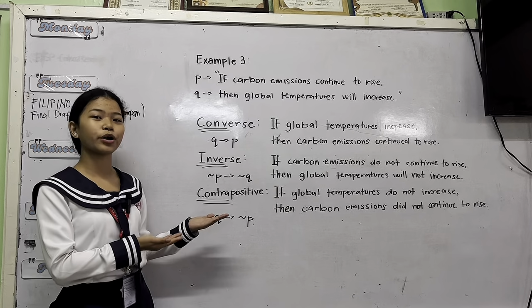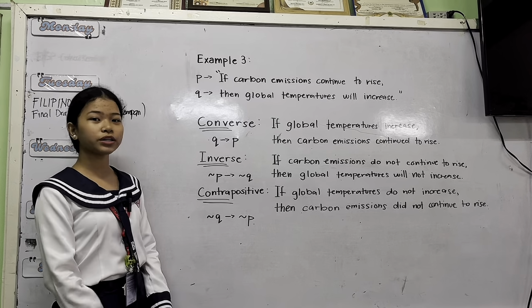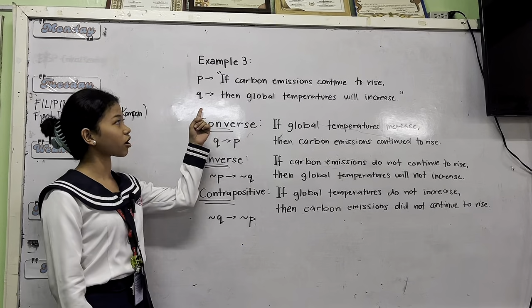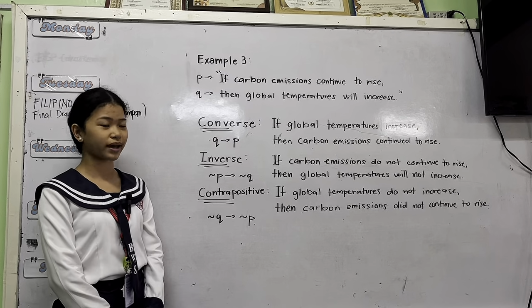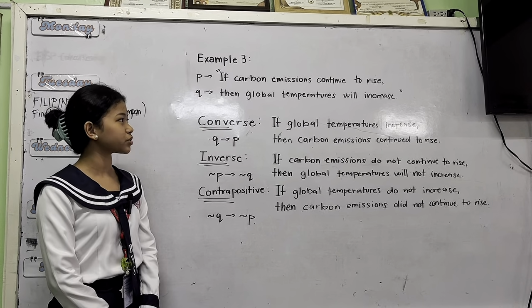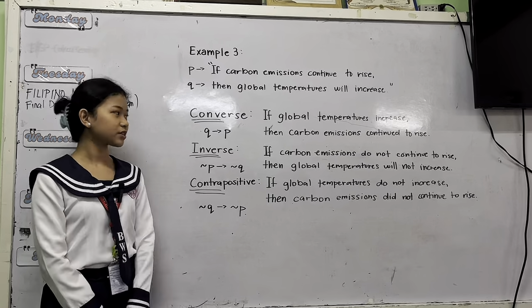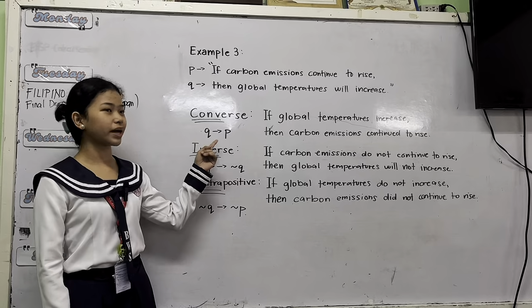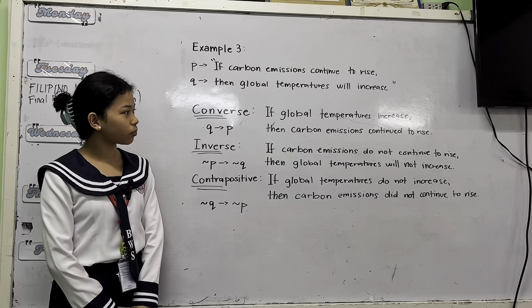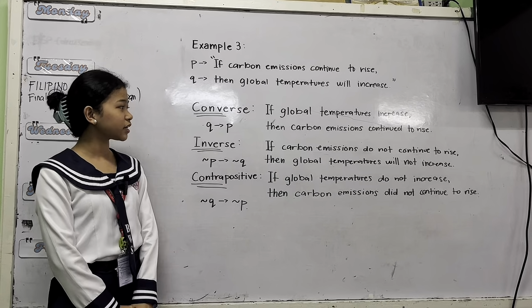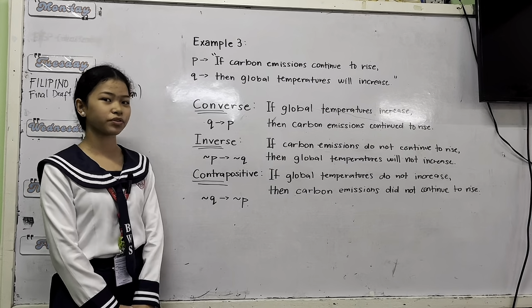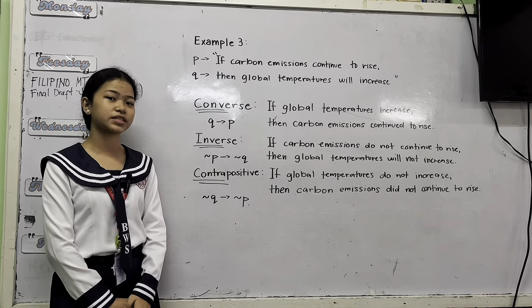So let's proceed to our example number 3. Our conditional statement is: if carbon emissions continue to rise, then global temperatures will increase. Keep in mind that is our conditional statement. For the converse, Q implies P: if global temperatures increase, then carbon emissions continue to rise. That is our converse statement.